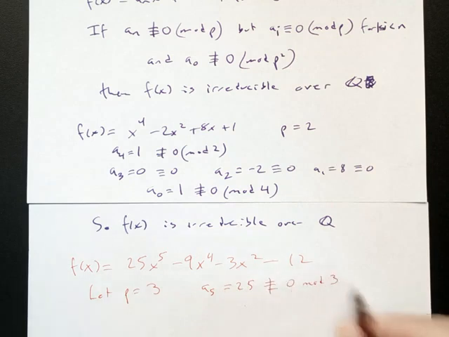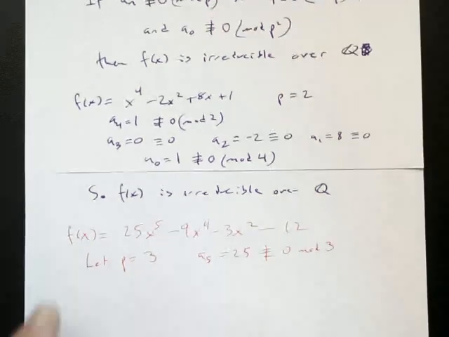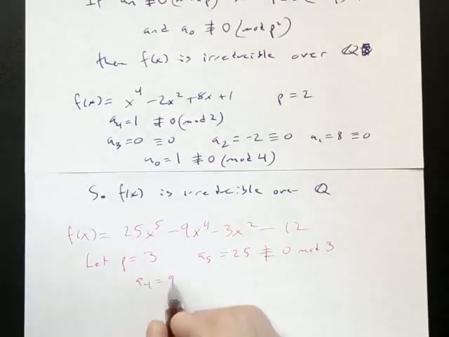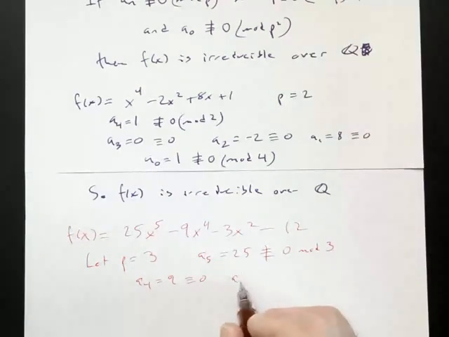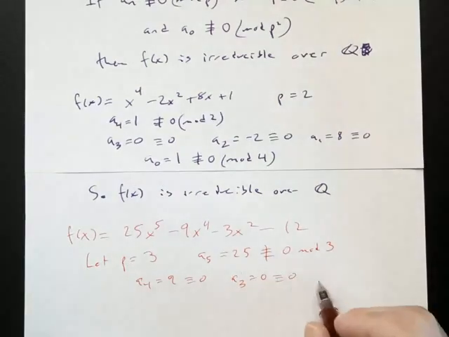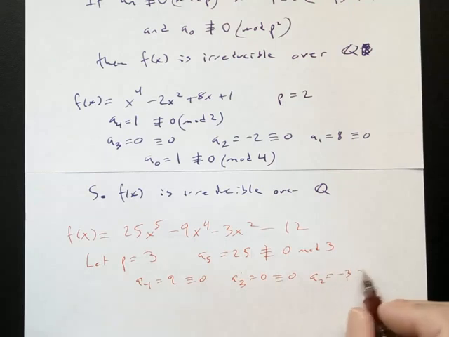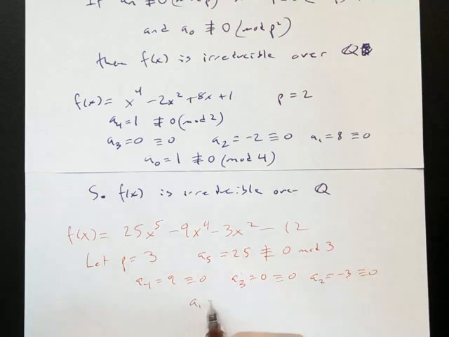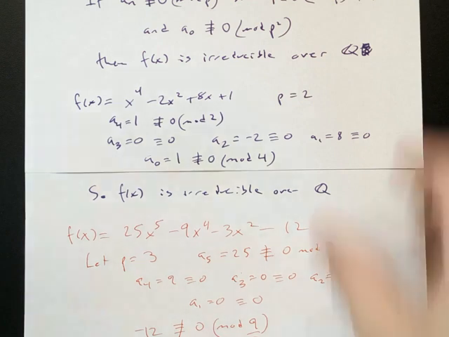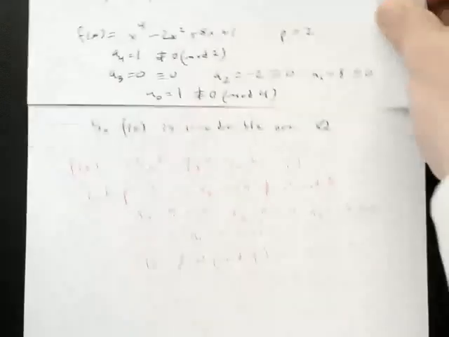Because 25 is congruent to 1 mod 3. a4 is 9, that's congruent to 0. a3 is 0, that's congruent to 0. a2 is negative 3, that's congruent to 0. a1 is 0, that's congruent to 0, all mod 3. And negative 12 is not congruent to 0 mod 9, because I'm working in p squared there. So this polynomial is irreducible. No roots in Q.